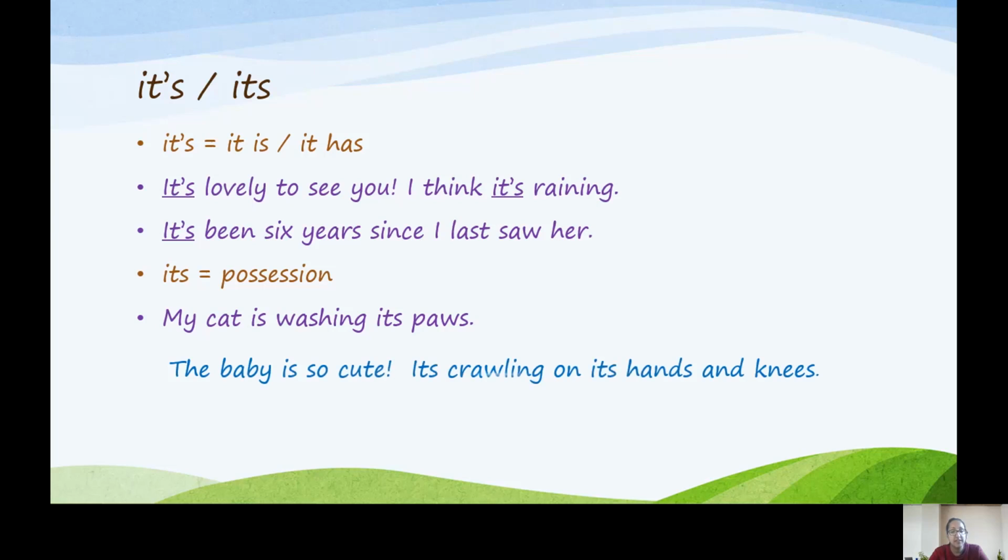Have a look at this sentence. Where should the apostrophe go? Should it be in the first "its" or the second "its"? Yes, it should go in the first "its". It is crawling on its hands and knees. "Its hands and knees" is possession.